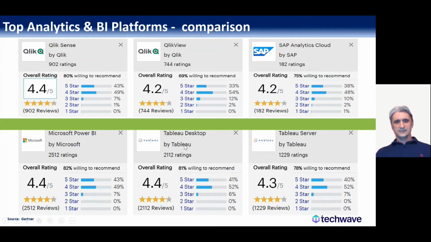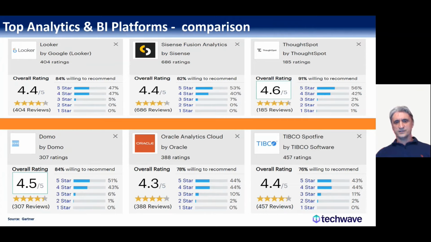Let's look at the next products, which are more in the area of visionaries and challengers. You will see that, as we saw also on the previous slide, ThoughtSpot has a 4.6 overall satisfaction rate, and 91% of those who rated ThoughtSpot have a willingness to recommend this product. Similarly, Domo is 4.5, TIBCO is 4.4, together with Looker and Sisense.